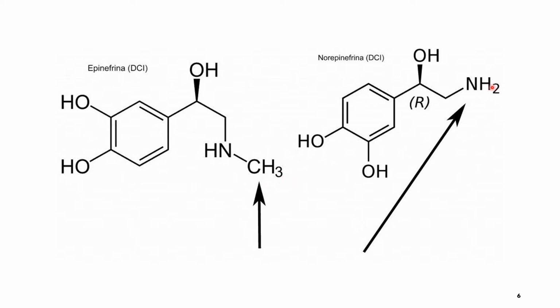In both substances, we have here the amine group of norepinephrine, and we also have here the amine group of epinephrine. Both amino groups are attached to a catechol group. This figure represents the catechol group, which is a benzene ring with two hydroxyl groups. This structure, the catechol group, is unique among catecholamines: epinephrine, norepinephrine, and dopamine.